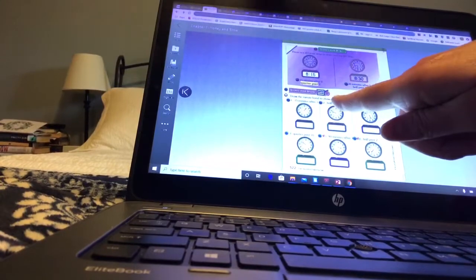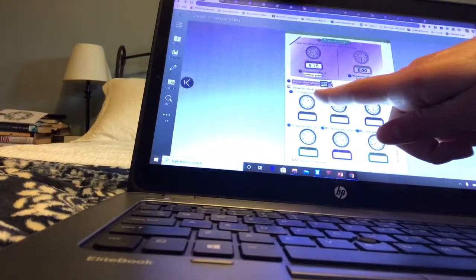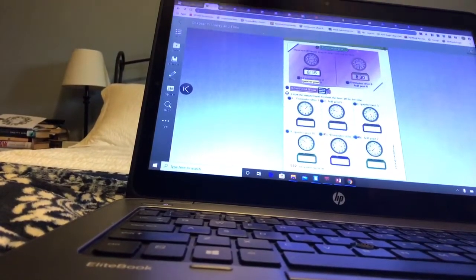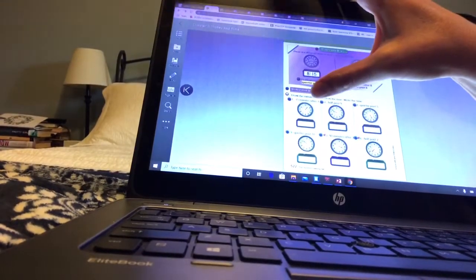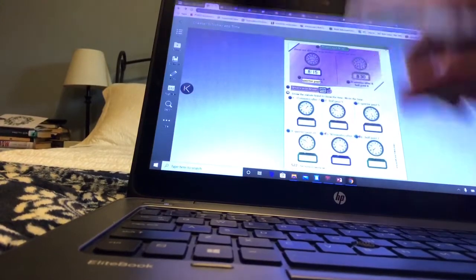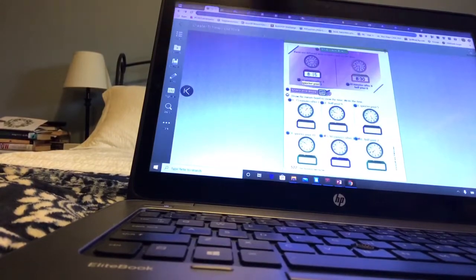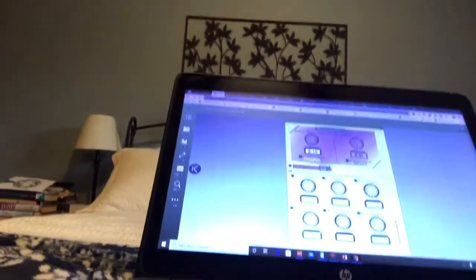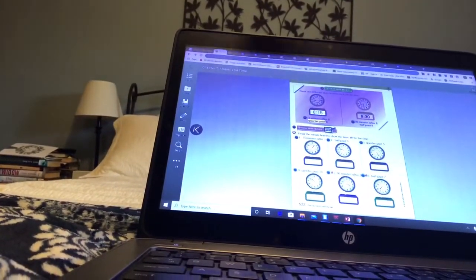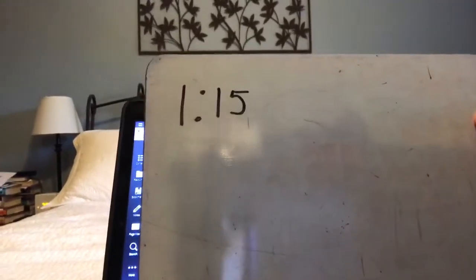So down here we have to draw the minute hand to show the time, and we have to write the time. So it says 15 minutes after 1. So I'm looking at what would stand for 15 minutes. 0, 5, 10, 15. So my minute hand would point to the 3. And then the time would be 1:15. And it would look like that.